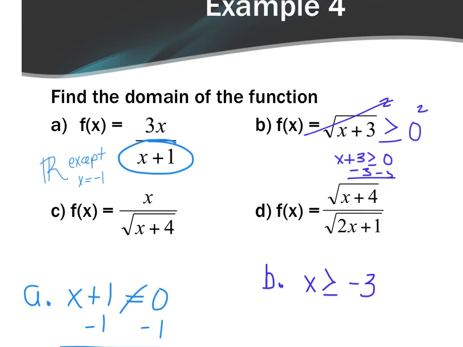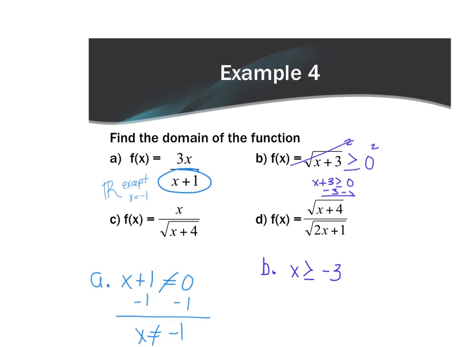You can just leave it like that, because you don't have to say all real numbers except; you're saying right there the value. Now think about it. Take negative 3 and plug it in. What's negative 3 plus 3? 0. Can you take the square root of 0? Yes. You're good. So you can use any number that is negative 3 or bigger. Again, we're just looking at denominators right now.